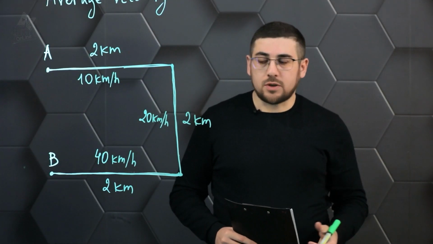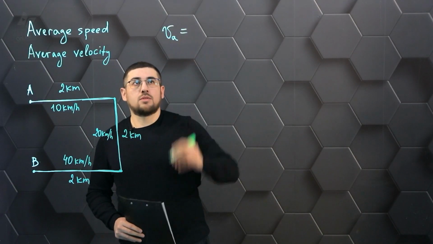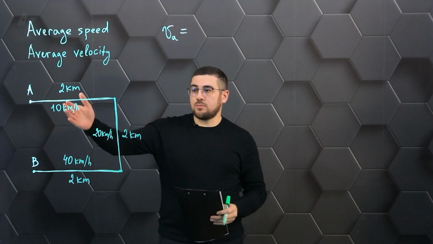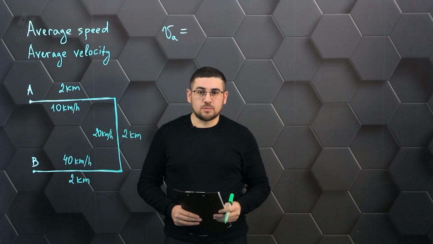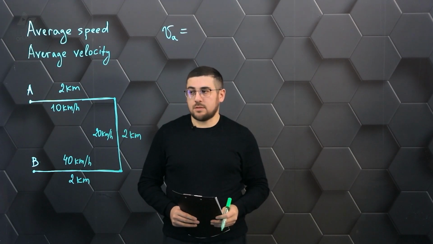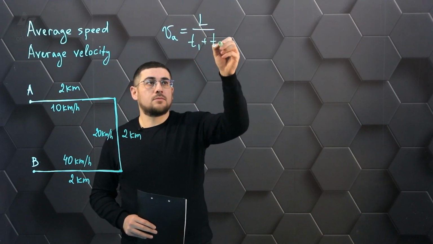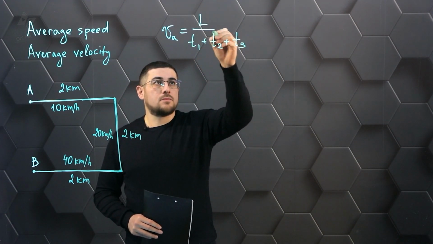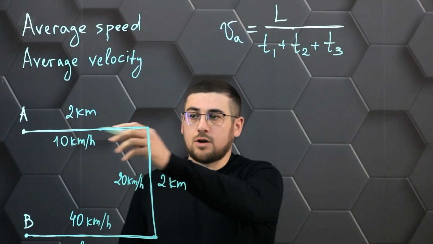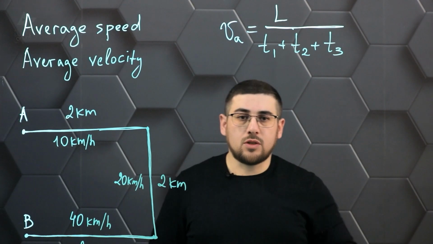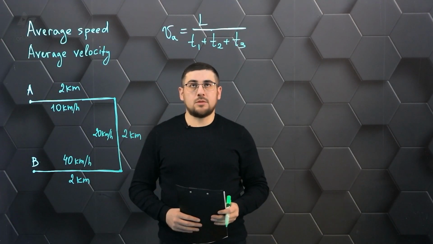Let's calculate the average velocity of the body by modulus. We can determine this speed by calculating the total path that the body traveled during the entire time of motion, and then we need to divide it by the total time of this motion. The general formula is as follows. If we look at the figure, the total path that the body passed is the sum of all sections of the trajectory, and each section is 2 kilometers. So the total path will be 6 kilometers.